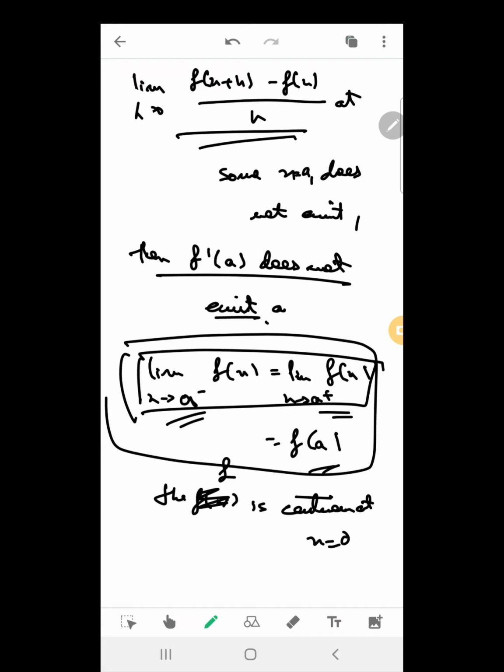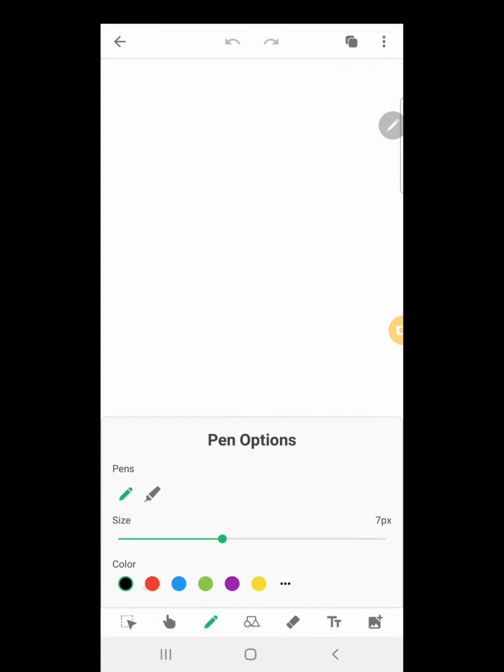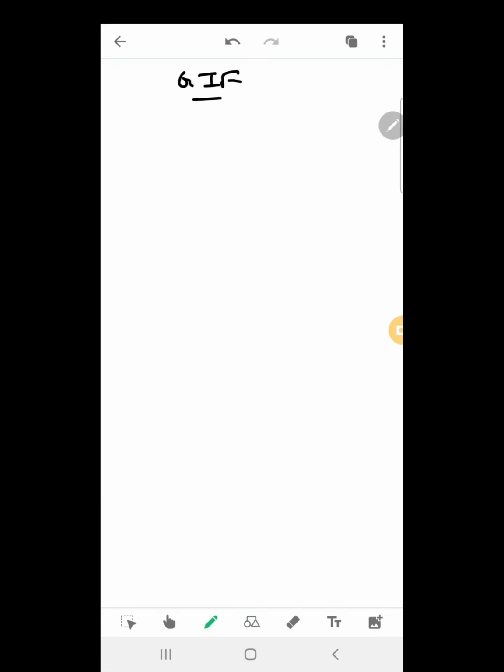Next we have the greatest integer function. Let's talk about the greatest integer function. It is a very simple one. Let us first understand what the function actually does. The function gives you the greatest integer which is below that particular number.